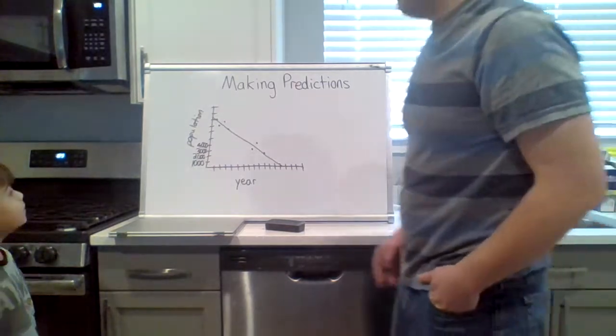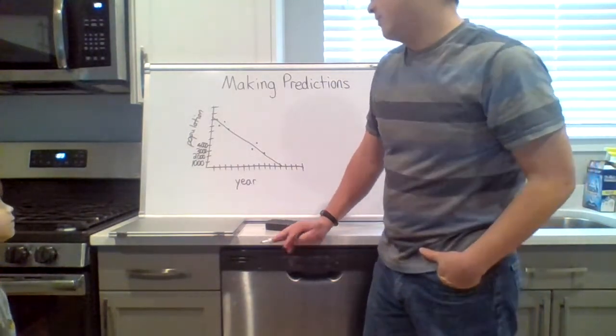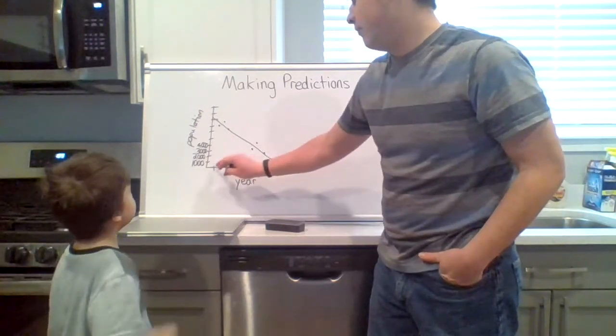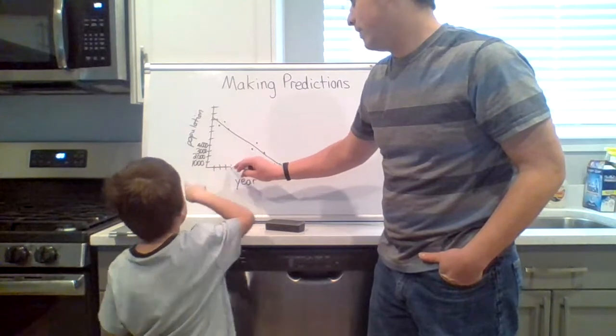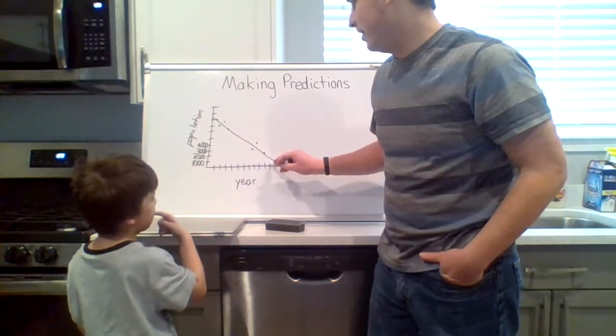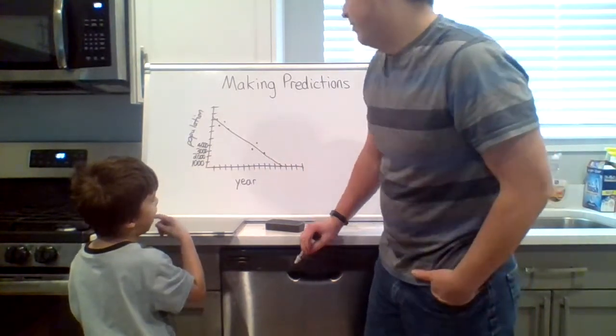So, one prediction we can make based off our line of best fit is how long until the population is gone? Well, our line crosses about there, so 1, 2, 3, 4, 5, 6, 7, 8, 9, 10, 11, 12. So it looks like it'll be gone in about 13 years.